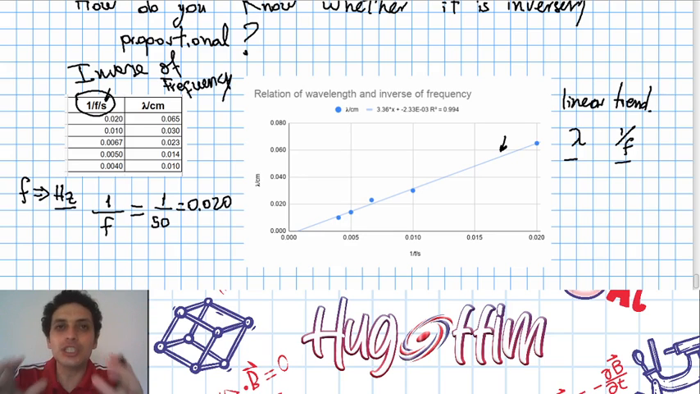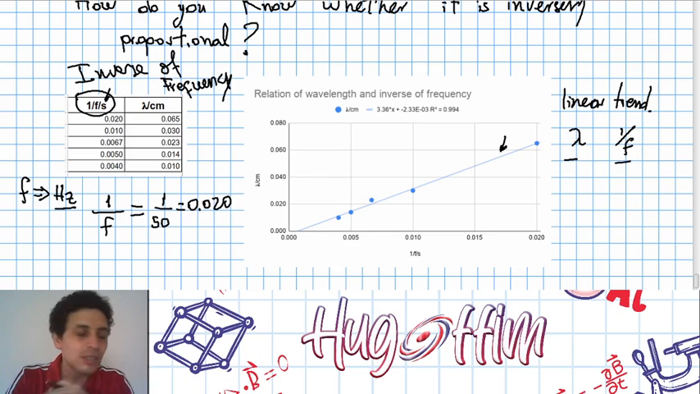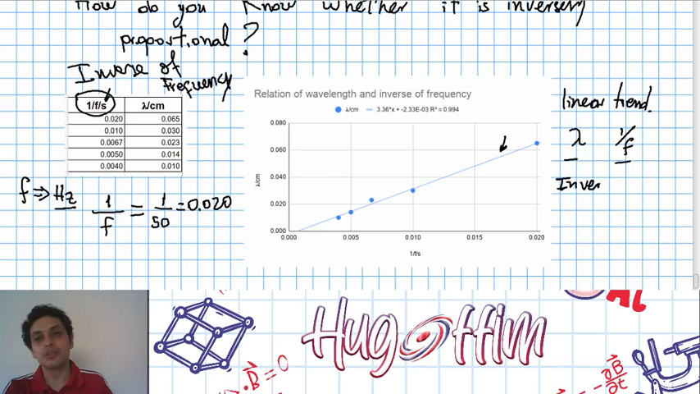If the graph of wavelength and inverse frequency, or the graph of dependent variable and inverse of independent variable, is a linear function, we can say that the trend is inversely proportional.